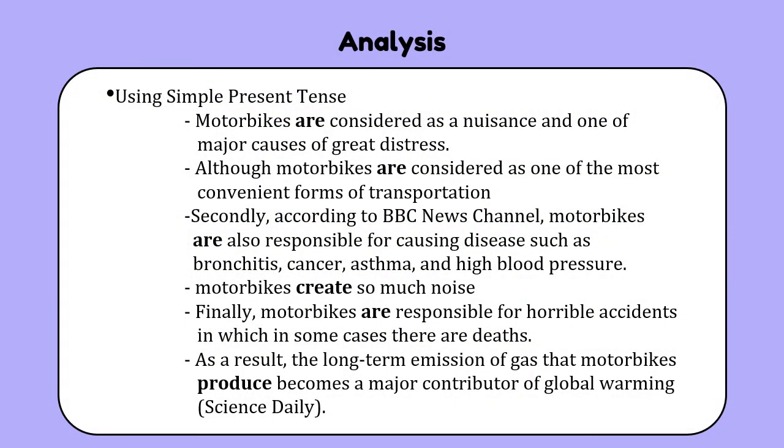Analysis of the text. The text uses simple present tense. Below are some sentences of the text using simple present tense. First, motorbikes are considered as a nuisance and one of major causes of great distress. Second, although motorbikes are considered as one of the most convenient forms of transportation. Third, according to BBC News Channel, motorbikes are also responsible for causing diseases such as bronchitis, cancer, asthma, and high blood pressure. Fourth, motorbikes create so much noise. Fifth, finally, motorbikes are responsible for horrible accidents in which in some cases there are deaths. And last, as a result, the long-term emission of gas that motorbikes produce becomes a major contributor of global warming.